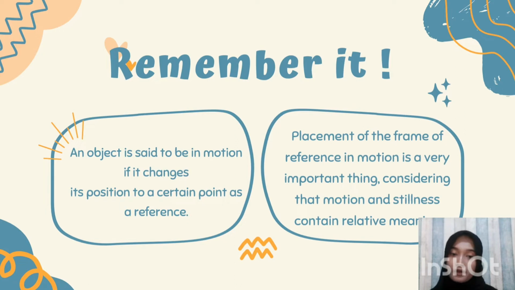The placement of the frame of reference in motion is a very important thing, considering that motion and stillness contain relative meaning. For example, there is a person sitting on a train that is moving. It can be said that the person is stationary relative to the chair he is sitting on and to the train. But the person is moving relative to the station and the tracks.